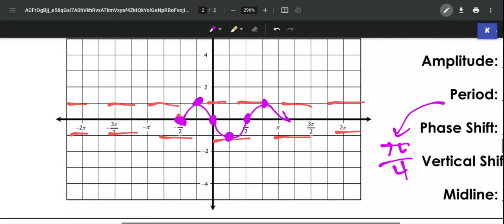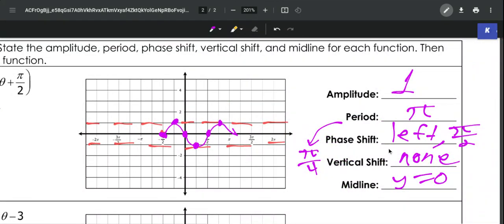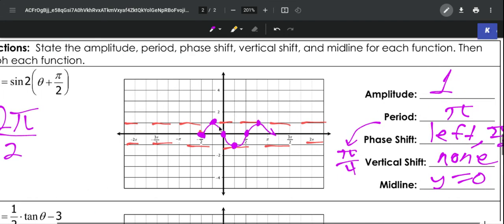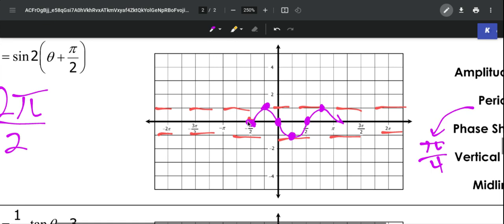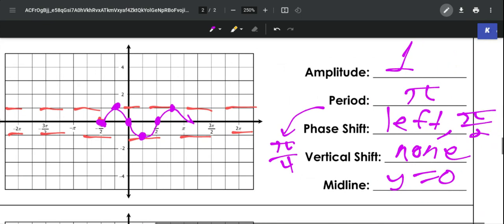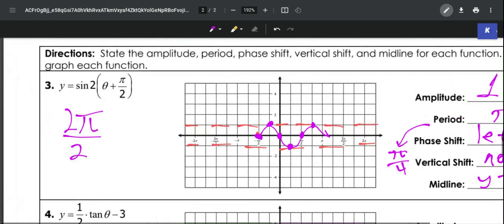So this one was not too bad just because our phase shift was going left. The only time really that these get really tricky is when you have to move it over to the left or right, your original start point, and then move it up or down. But if you take your original point and use that to help you graph it, it'll make life easy on you. All right, let's go to the next one.